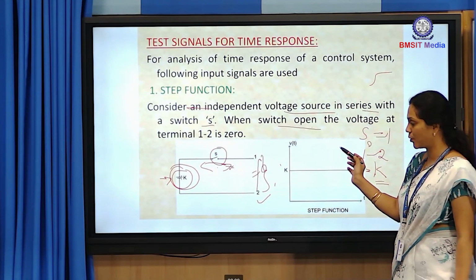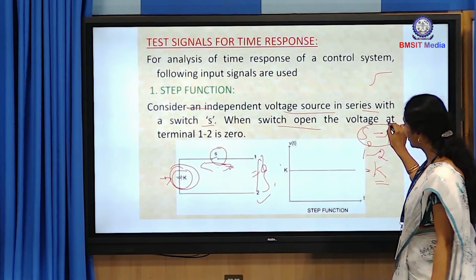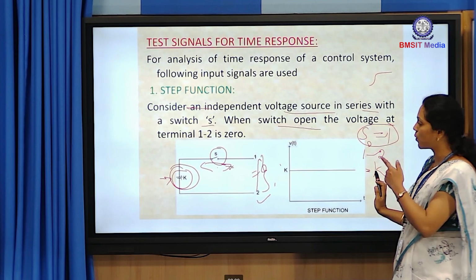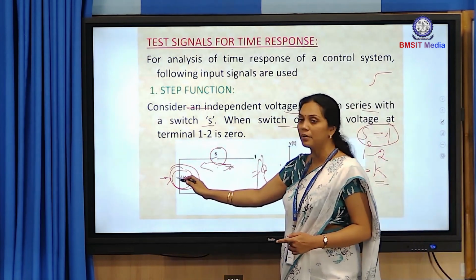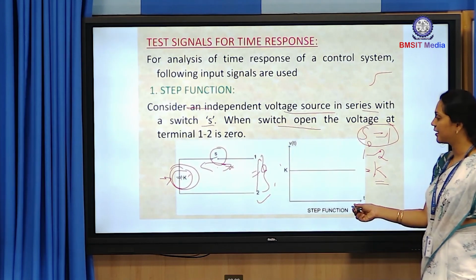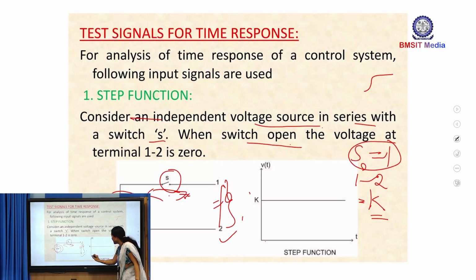No need to write the response for that. When the switch is said to be closed, we know that whatever the output voltage between the two terminals 1 and 2 is there, it will follow nothing but the supplied voltage, which is K. Now, how do I draw the waveform for this? The x-axis is the time t and the y-axis is the voltage which is varying with respect to time, and I name the y-axis V of t.